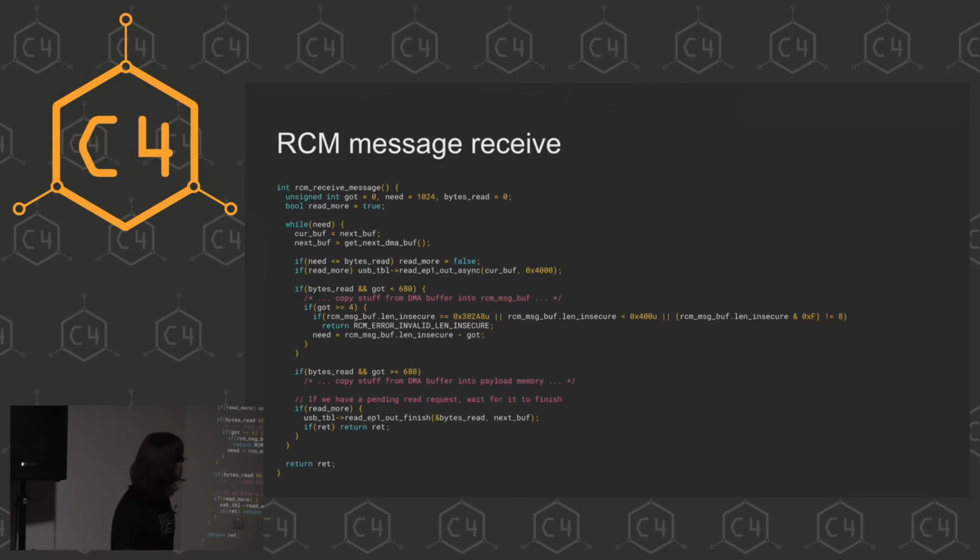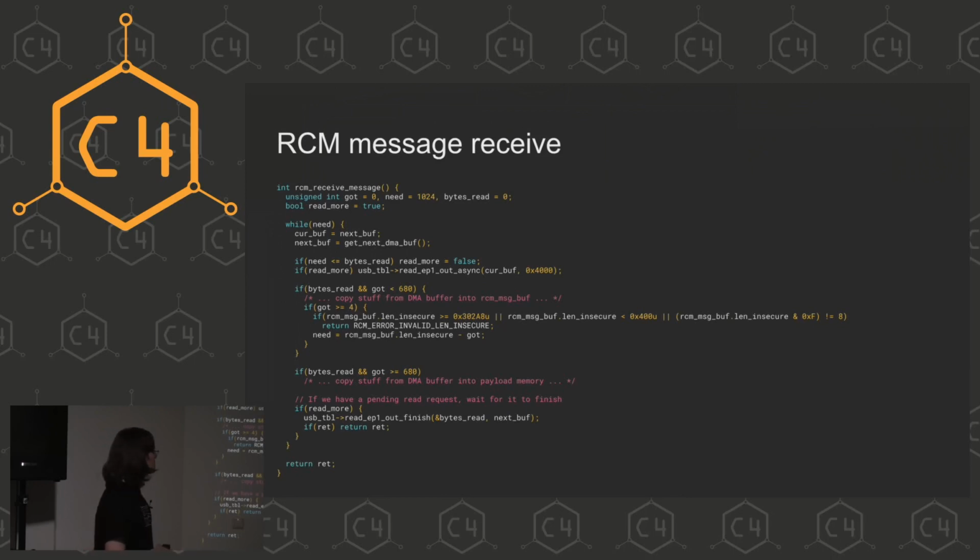How do we receive messages? This is a very convoluted function in the ROM itself, because it does complicated stuff. It's receiving these RCM messages, and what it does is it always does this using two DMA buffers. So it always has one buffer where it receives the message into, and that's somewhere in memory. And it does this asynchronously.